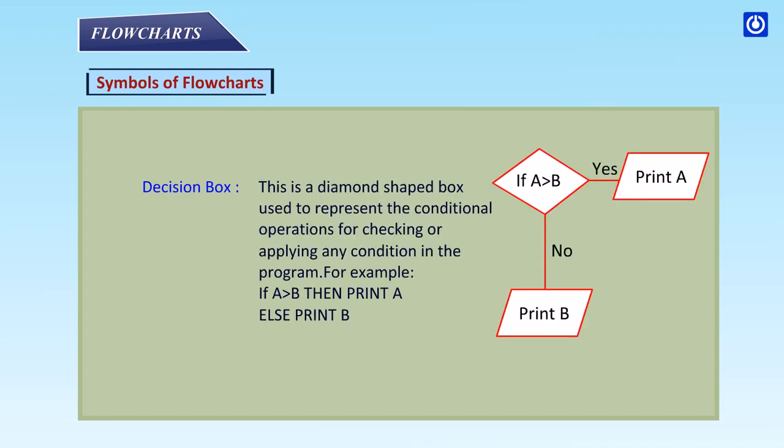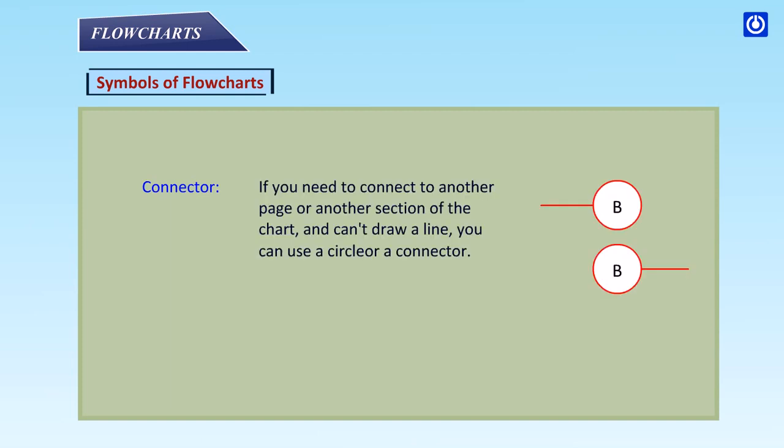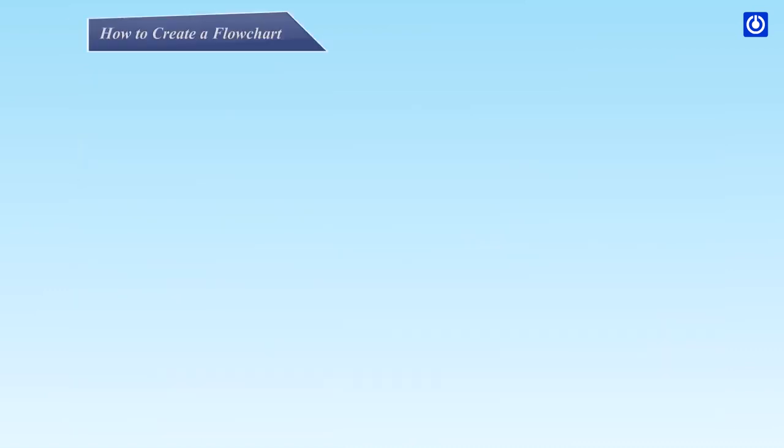Decision box. This is a diamond-shaped box used to represent the conditional operations for checking or applying any condition in the program. For example, if A is greater than B, then print A, else print B. Connector. If you need to connect to any other page or another section of the chart and can't draw a line, you can use a circle or a connector.